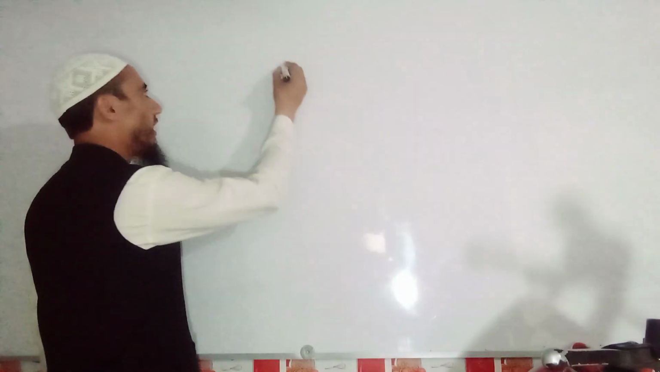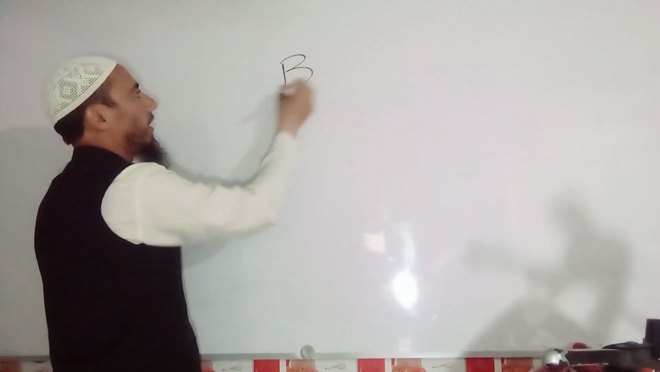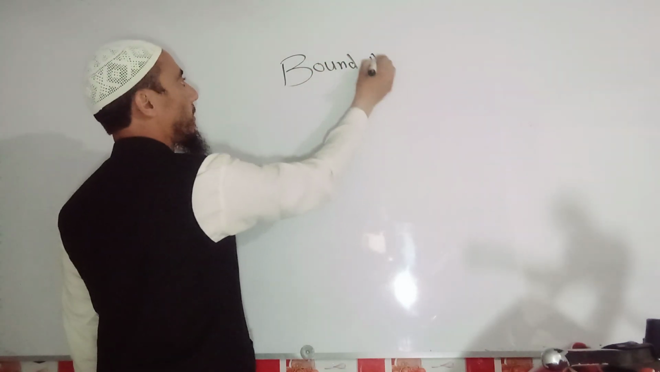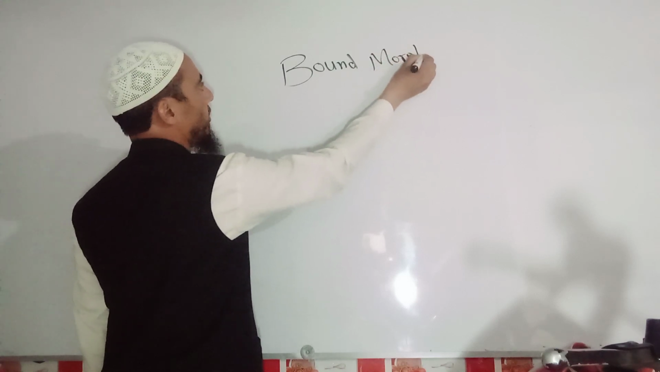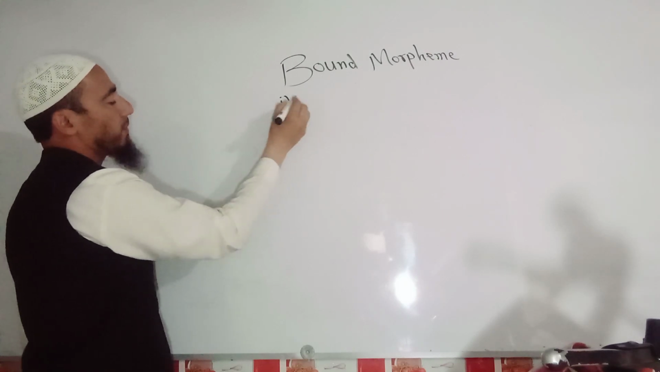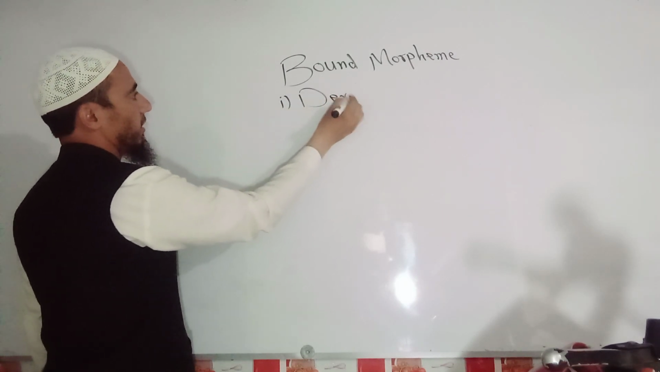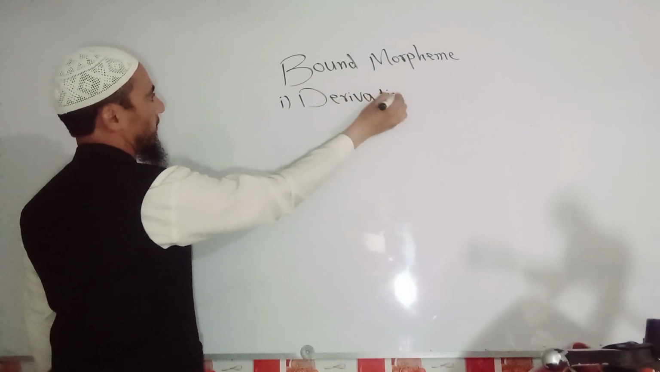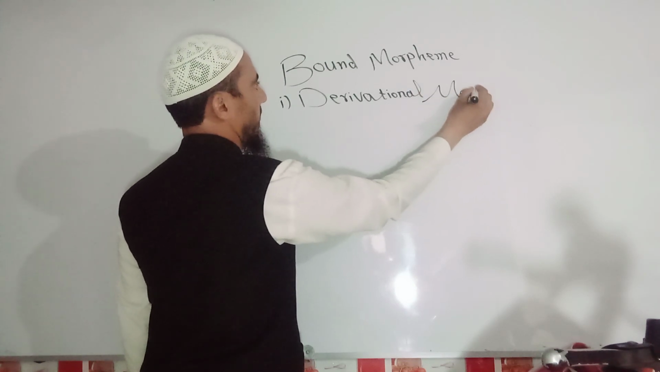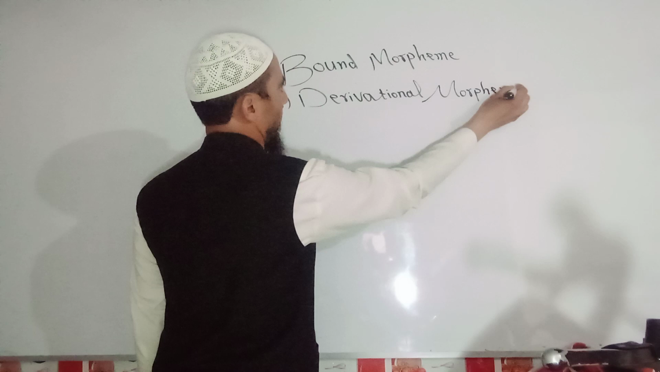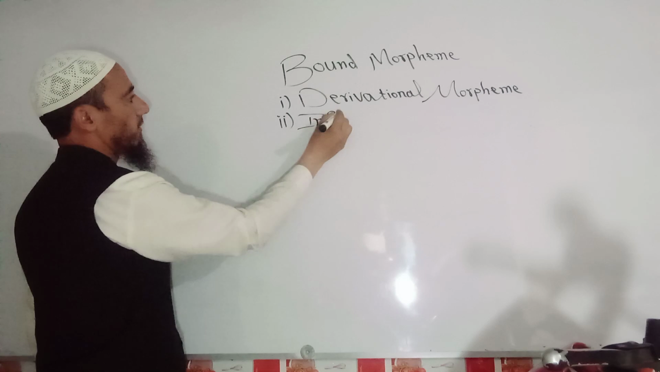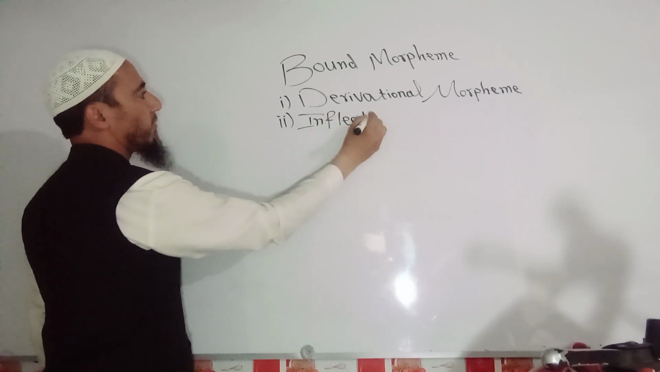Listeners and audience, today I am going to talk about types of bound morpheme. That is, how many types of bound morpheme are there. So generally there are two types of bound morpheme. The first one is known as derivational morpheme. And the second one is known as inflectional morpheme.